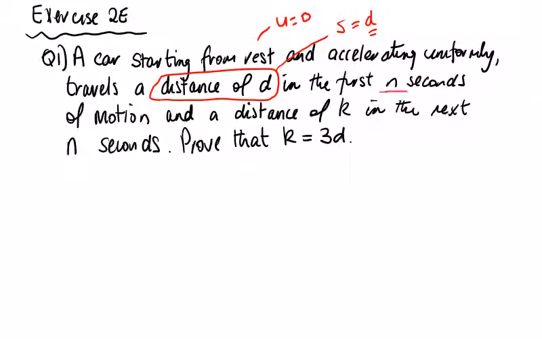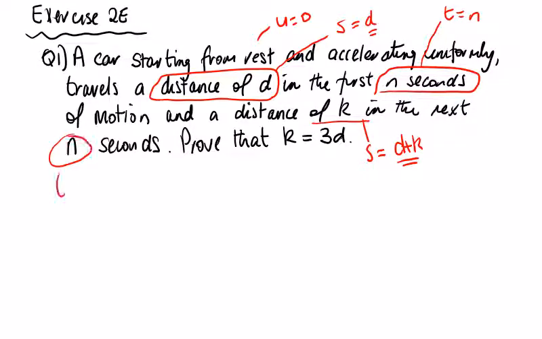in the first n seconds, so we have t is equal to n, and a distance of k, so s is equal to not just k, remember we're going to add these two intervals together, so s is going to be d plus k for this second interval, and another n seconds, so time is going to be 2n, and we're asked to prove that k is equal to 3d. Okay, so let's have a look at this.